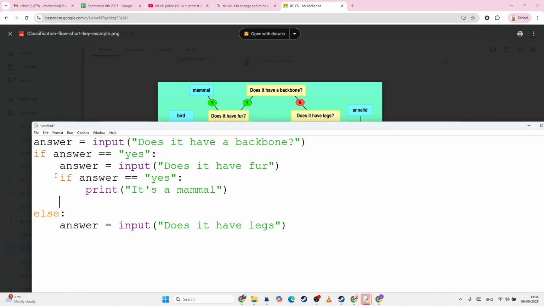Now, notice the spacing. So this if only happens inside that other if.